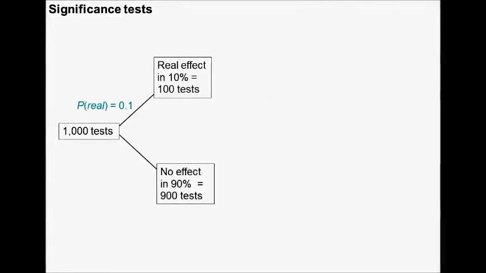Let's take as an example, because we're unlikely to know this number exactly, but let's suppose that the number of drugs that are active is 10% of all of them. That's probably quite optimistic given the low rate of success for drug discovery. So there's a real effect in 10% of the cases. If we do 1,000 tests, 100 of them will be on drugs that are active, and 900 will be on ones that are inactive.